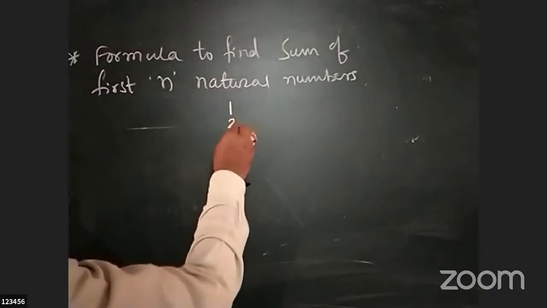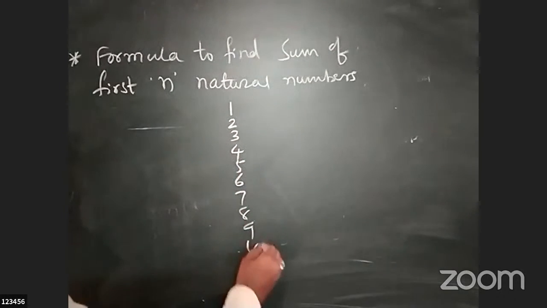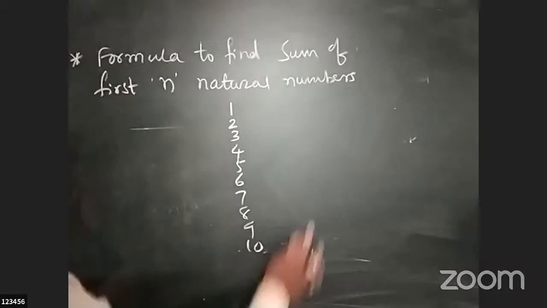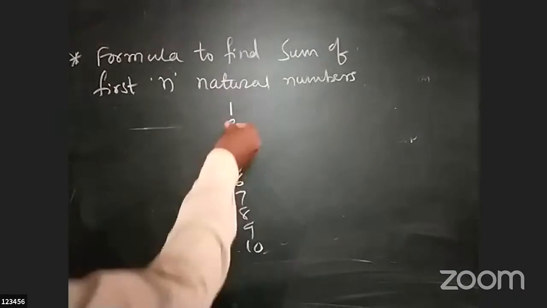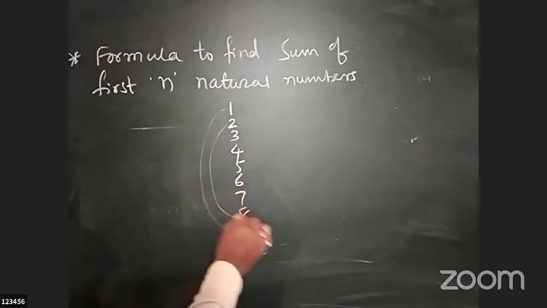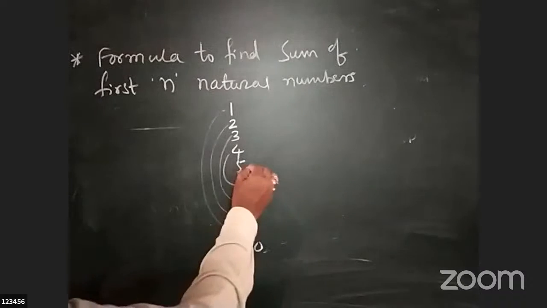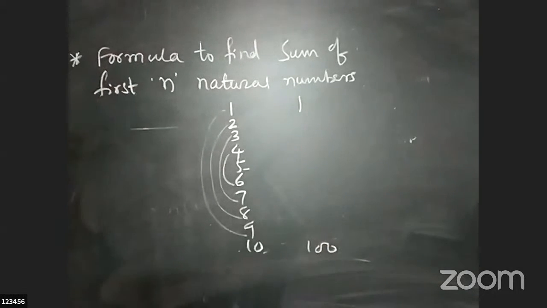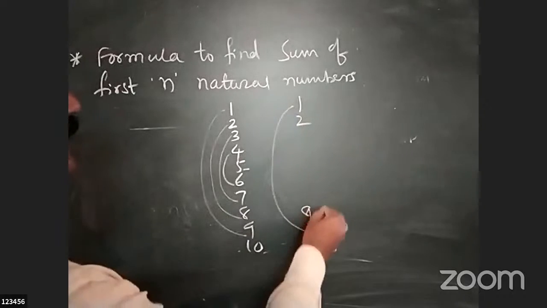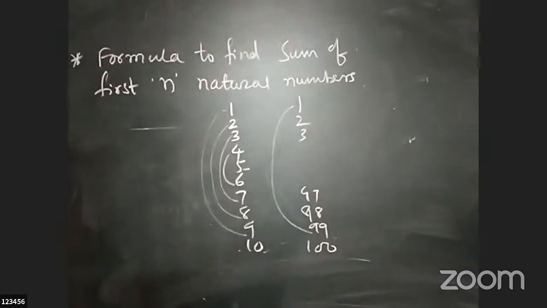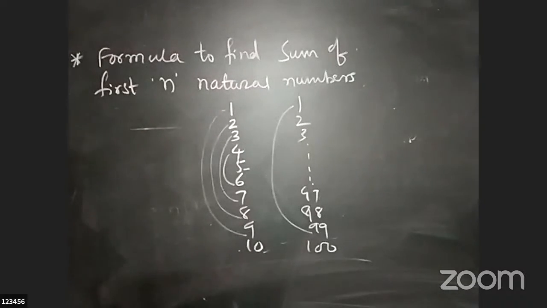For example, if you are taking 1, 2, 3, 4, 5, 6, 7, 8, 9, 10, this we call the sum of first 10 natural numbers. The addition is very simple. 9 plus 1, 10. 8 plus 2, 10, it becomes 20. 3 plus 7, 10, it becomes 30. 4 plus 6, 10, it becomes 40. 40 plus 10 is 50. 50 plus 5, 55. On the same line, if you are writing up to 100, 1 plus 99, 100, 2 plus 98, 200, 3 plus 97, 300, like this. We can do it.